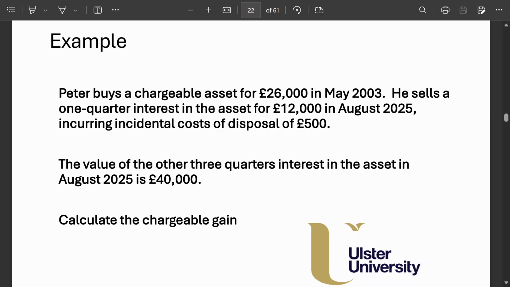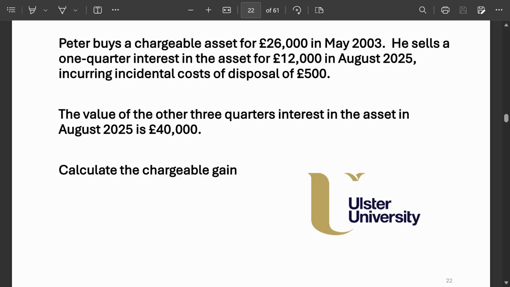Then he sells a part of it for 12,000. So this 12,000 is the A. The 12,000 is the A, and then there is an incidental cost of disposal here of 500. So you have to take care of this. You take out the 500 from the 12,000, but for A you have to take A as 12,000, not this. Okay, then you have this one. If you look at this calculation here, the value of the other 3/4 interest is what is remaining. This is your B.